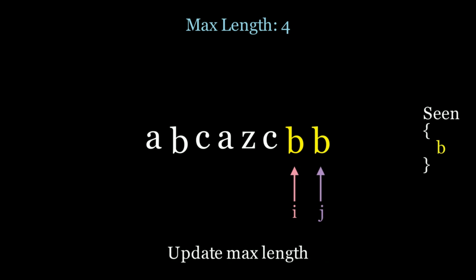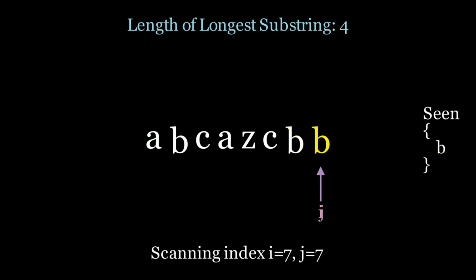Okay, and now we're going to go to the last element, which is just B in this case. And we're done. Now the length of the longest substring is 4. And what's the time complexity of this? The time complexity is O of n squared because we have a double for loop, and we're using O of n space for the hash set.